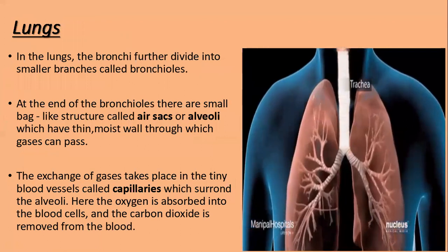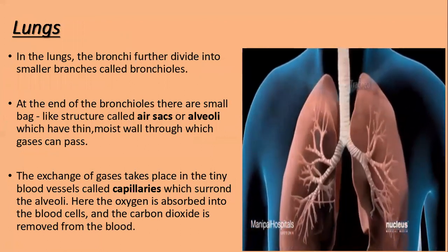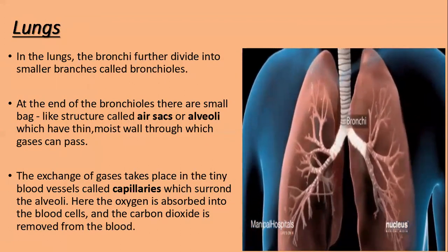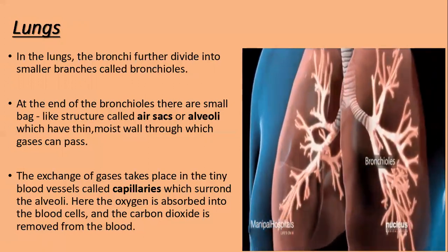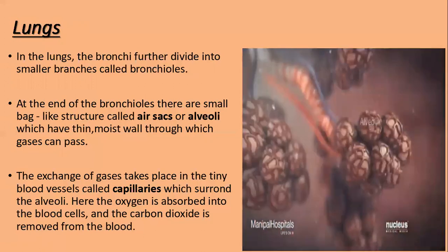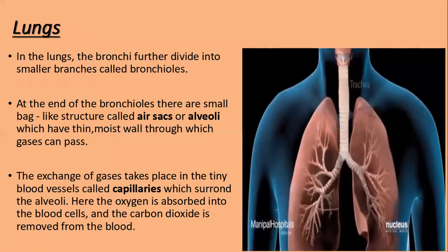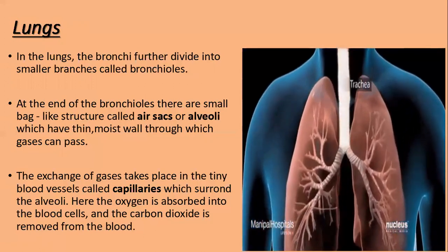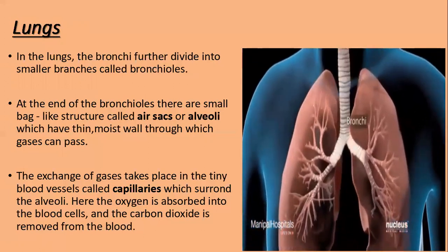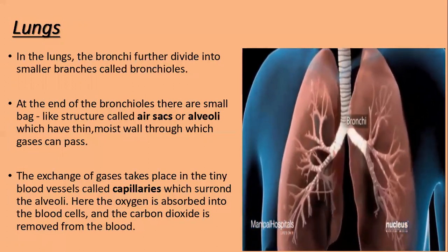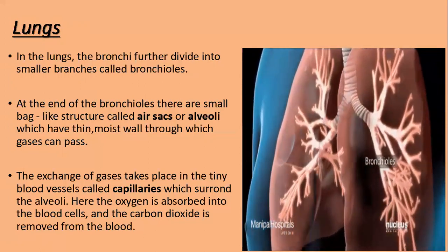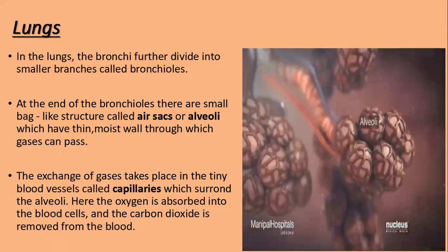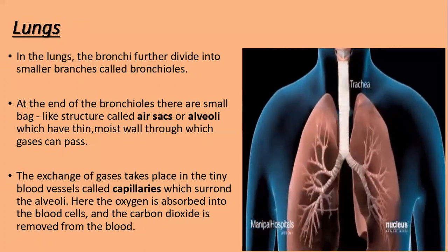In the lungs, the bronchi are further divided into smaller branches called bronchioles. At the end of the bronchioles, there are small bag-like structures called air sacs or alveoli, which have a thin wall through which gas can pass. The exchange of gases takes place in the tiny blood vessels called capillaries, which surround the alveoli. Here, the oxygen is absorbed into the blood cells, and the carbon dioxide is removed from the blood.